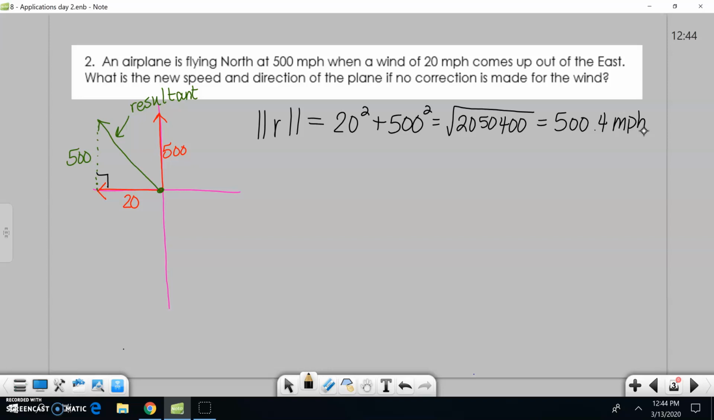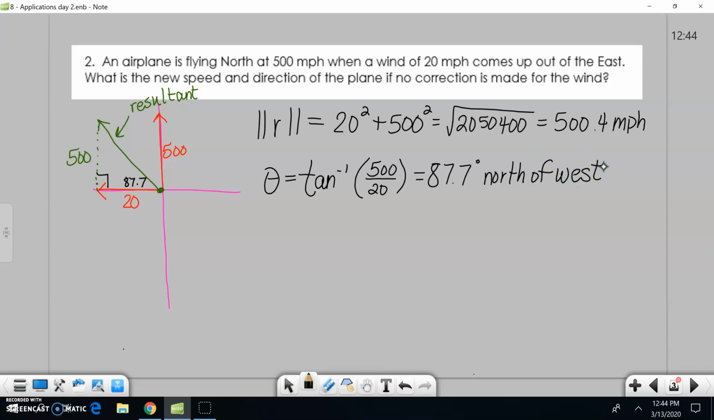Moving on to direction. Now how did we find direction last week in our packet? We used inverse tan. Inverse tan of y over x. 500 over 20. When you put that into your calculator, you get 87.7 degrees. That angle is the inside angle. That would be north of west.